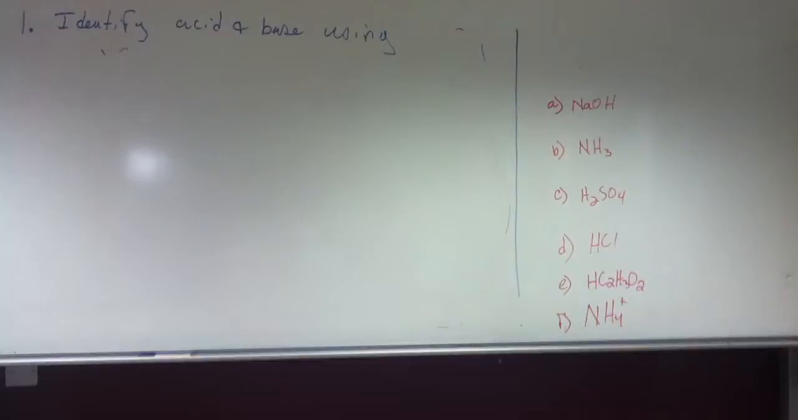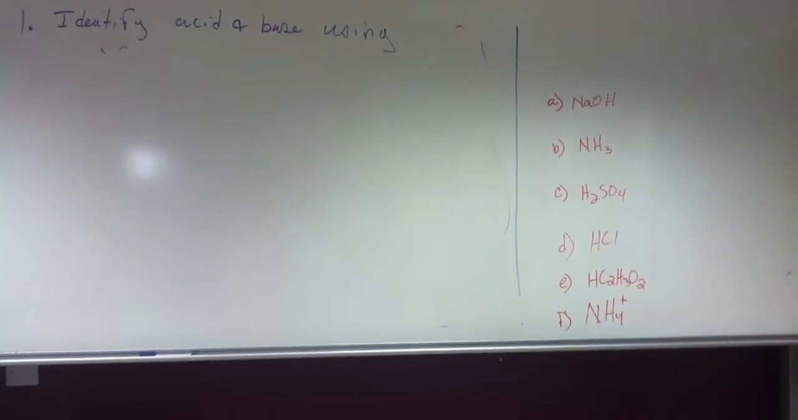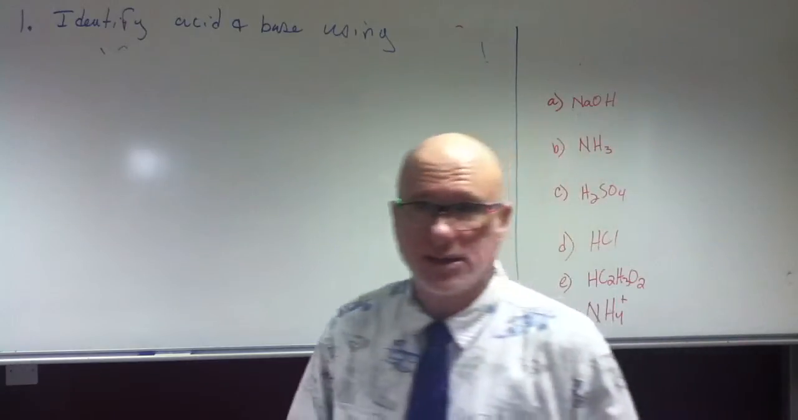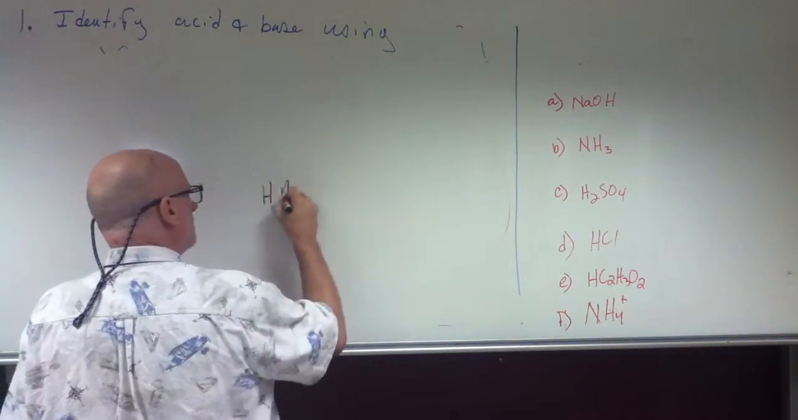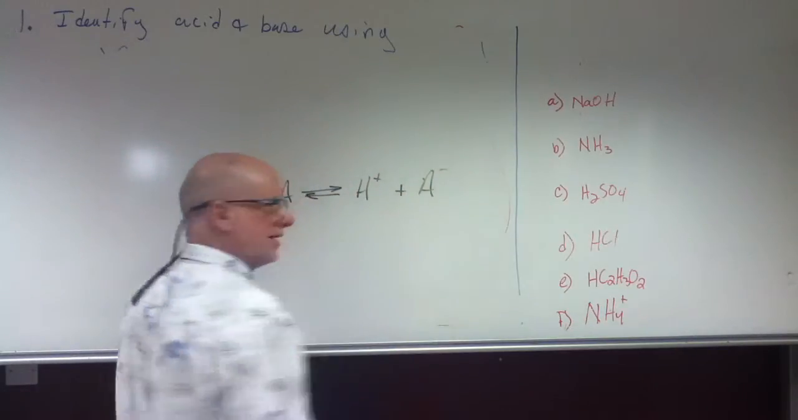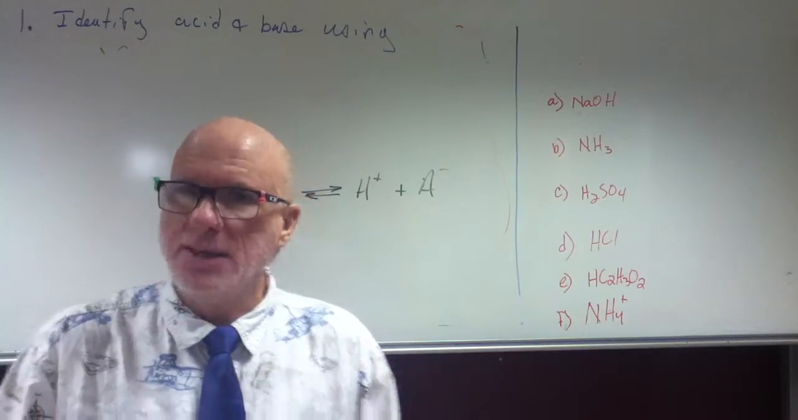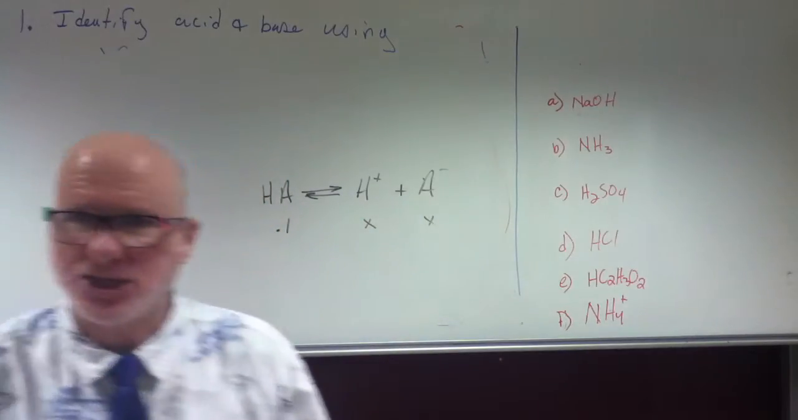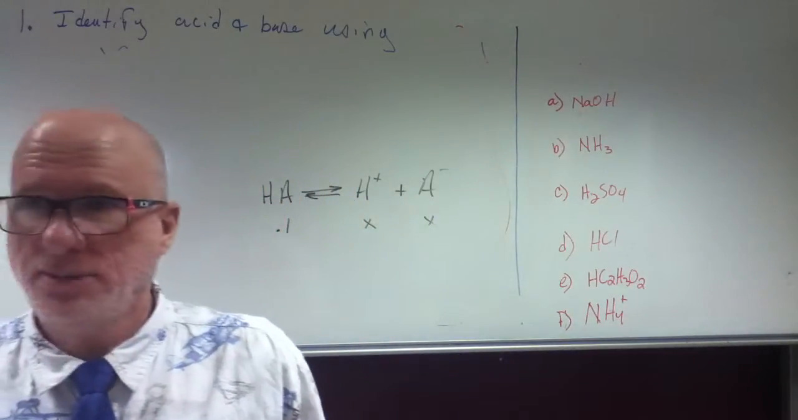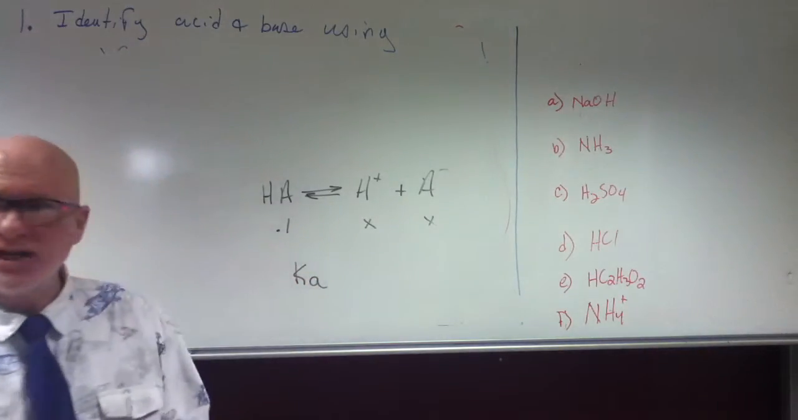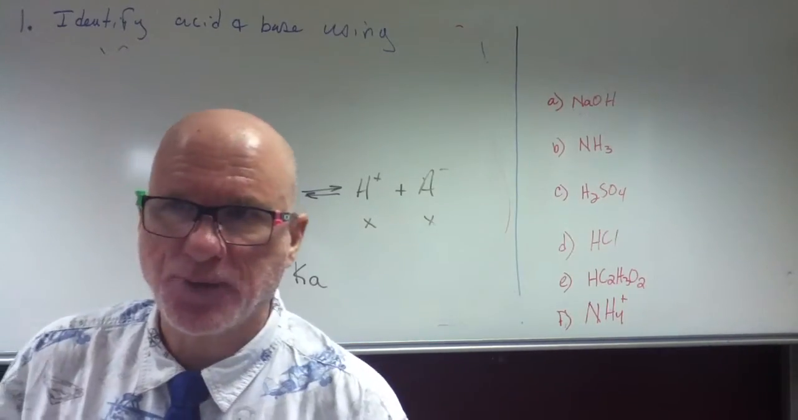So let me show you why it's a strong acid or a strong base. You ready? Now, you know that an acid dissociation or a base dissociation works like this: you have HA, and HA goes to H plus and A negative, even if it's a weak base. We said that this is 0.1, this is X, this is X, if I want to find the pH of a solution of an acid. And we said that the Ka expression equals what?